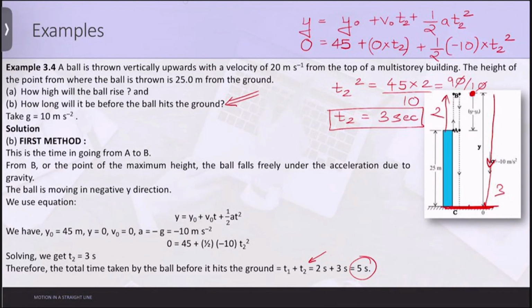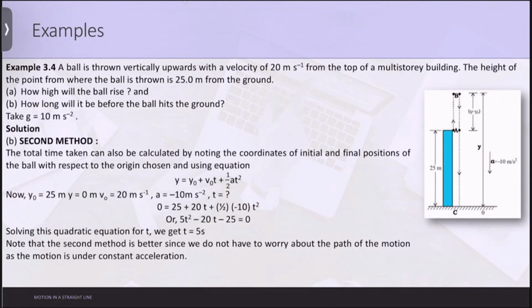Now let us understand this by a second method. The total time taken can also be calculated by noting the coordinates of the initial and final positions of the ball with respect to the origin chosen and using this equation. Let us use this equation again: y is equal to y naught plus v naught t plus half a t square. Here the time obtained will be the final time only.